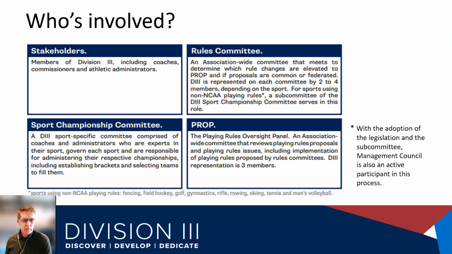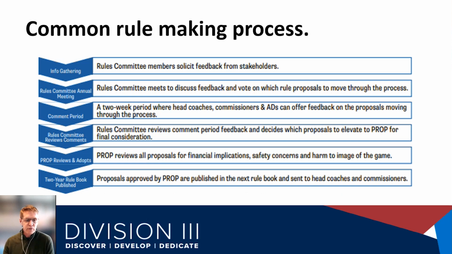What is the general common rules process? This is in summary form the existing common playing rules process, the flow of that process. It starts with seeking feedback or rules proposals from the stakeholders, from the membership, all 3 divisions. Then the Rules Committee meets at an annual meeting and ultimately forwards approved proposals out to the association for comment. There's a comment period. When that comment period is in, it comes back, it's reviewed by that Playing Rules Committee, and then ultimately proposals that are approved are forwarded on to PROP for their consideration and final approval. That's the common playing rules process in very summary fashion.